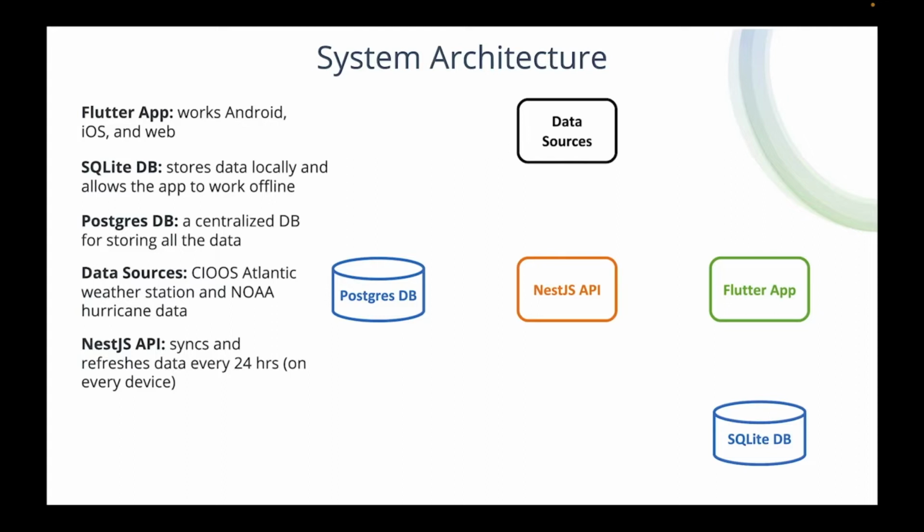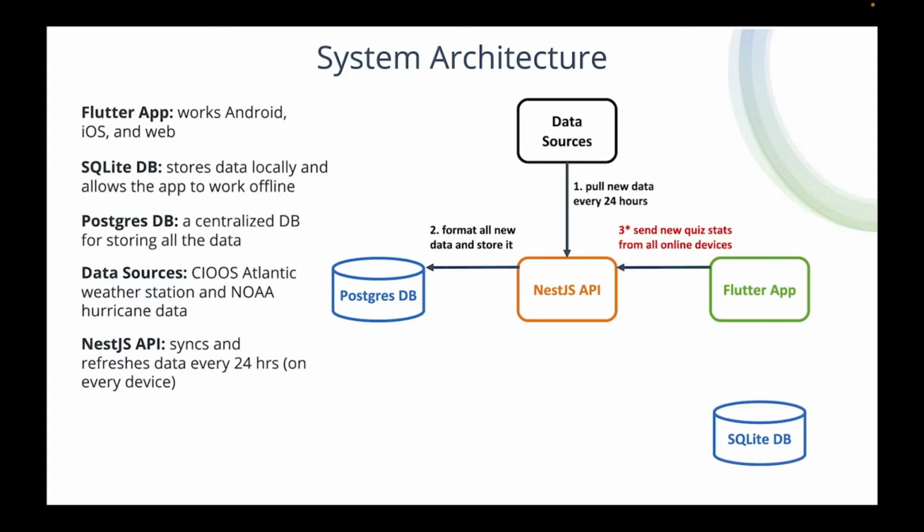The way those system components interact with each other is the following. The first step is that Nest.js API pulls new data from all data sources every 24 hours. Next, it formats all new data and stores it in the PostgreSQL DB. Next, every online device sends new quiz statistics recorded since the last sync to the API. Next, the API saves all the quiz stats to the PostgreSQL DB.